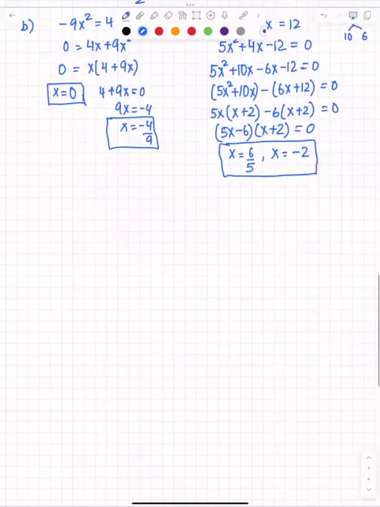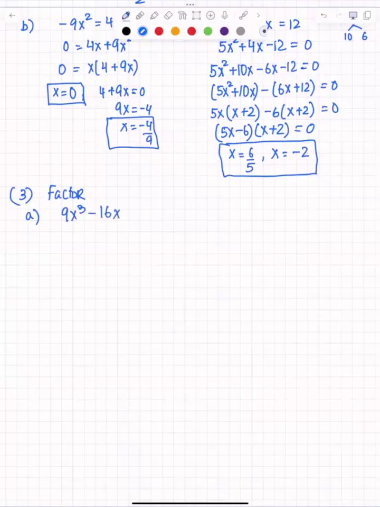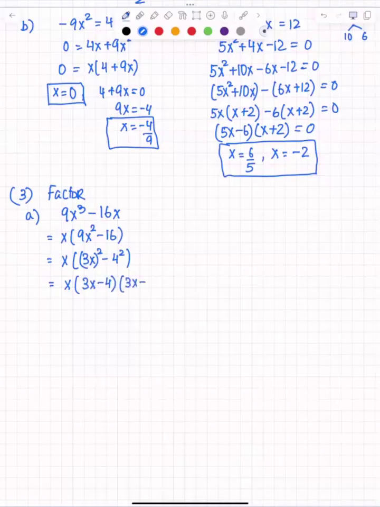Number 3. Factor. First one is 9x cubed minus 16x. Always go for the GCF first. So the common factor is x. So this becomes 9x squared minus 16. 9x squared is 3x squared and 16 is 4 squared. So this is the difference of squares. That is 3x minus 4 times 3x plus 4.